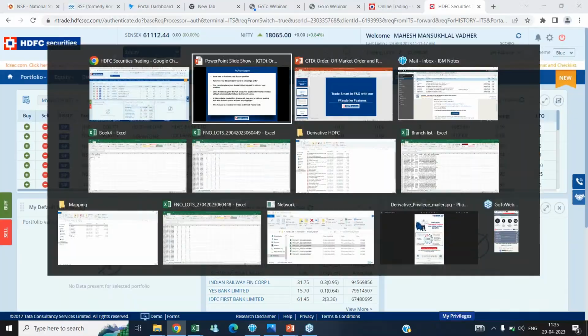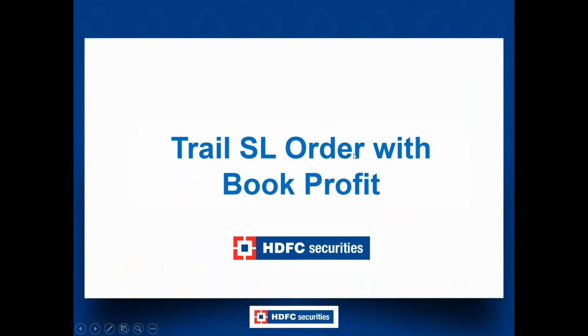Now let us understand another order type called trailing stop loss order with book profit. This is a very good functionality and it's a bit tricky, but if you understand it quite well, you will be able to place both the stop loss order and the book profit price in a single order panel. However, if you place two individual orders, it will ask you for an additional margin in either of the orders.